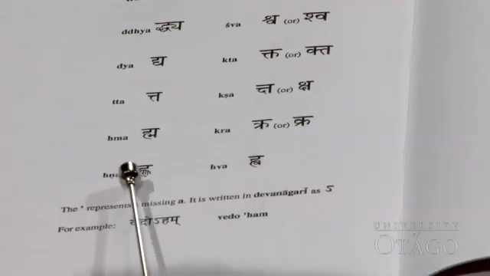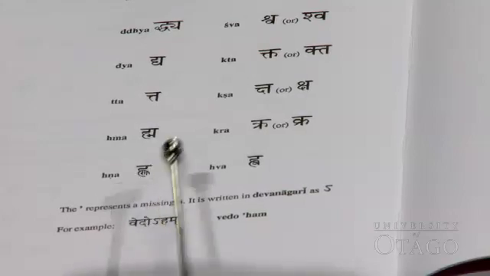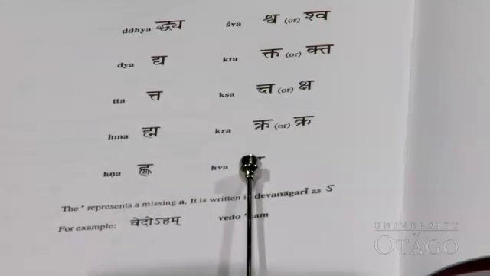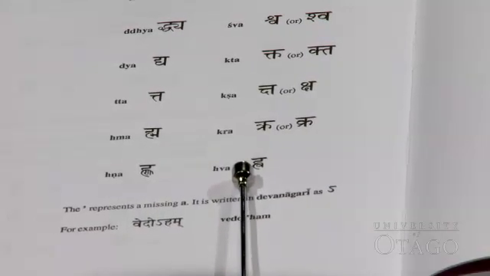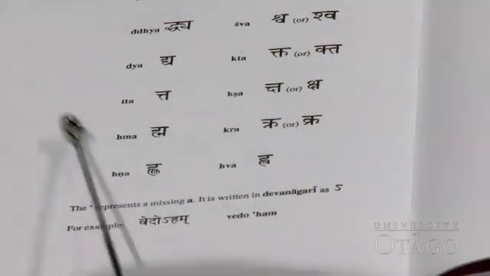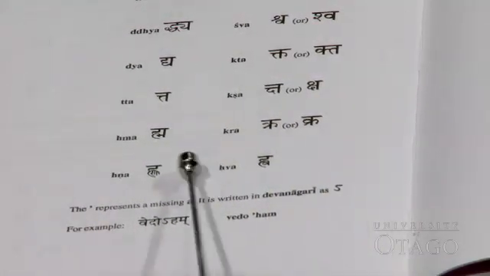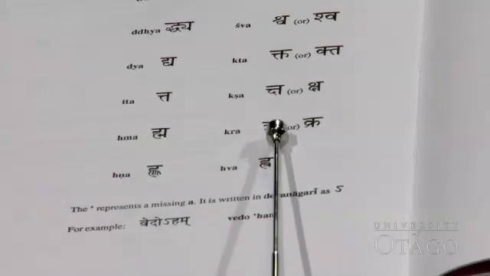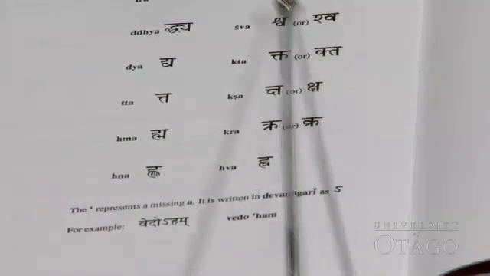Hana, like this, ha and na. And hawa, the last one, hawa, like this. This is the complete conjunct consonant. For example, this is a special form. You have to memorize this one.